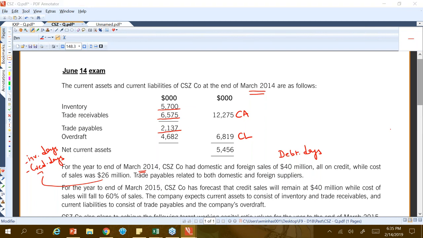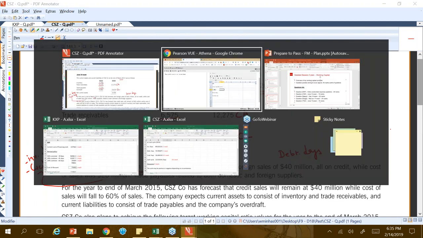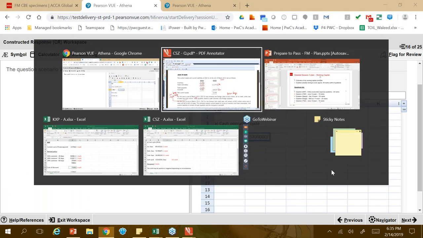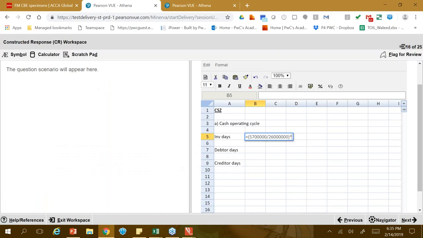So 5700 over the cost of sales, which are 26 million, into the 365. This should give us our inventory days calculation. So inventory days come out to be 80.02.